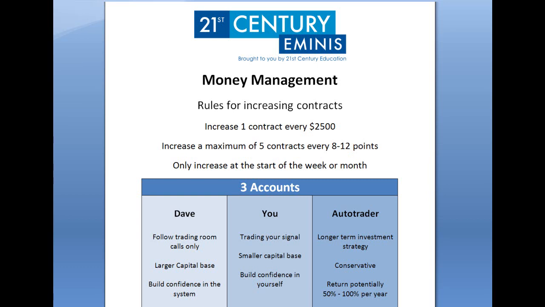Okay, you should only increase your contract or your position size at the start of the week or the month. Have a look at your position size, work out your money management, and see how many contracts you're going to be trading for the week or for the month. I personally like to do it monthly.